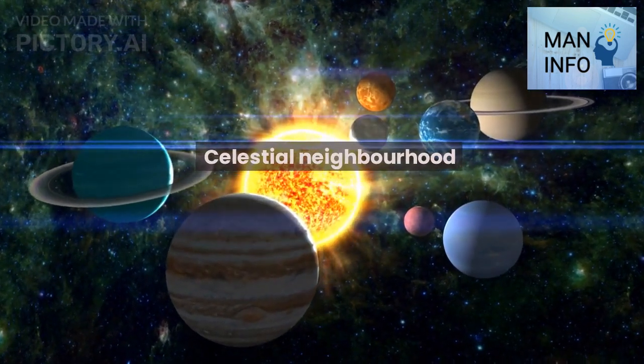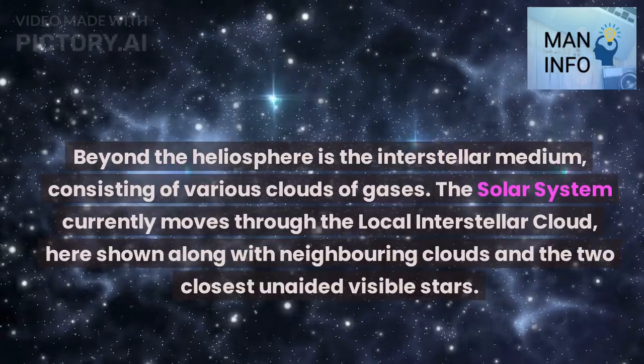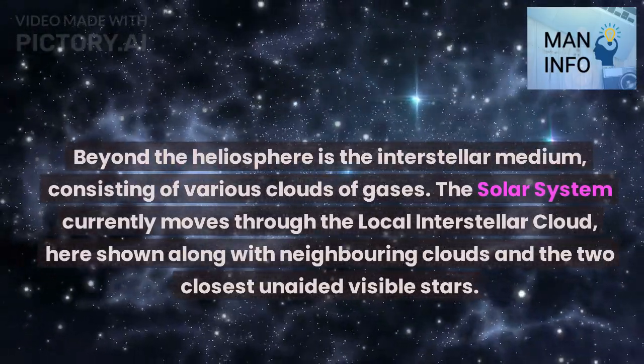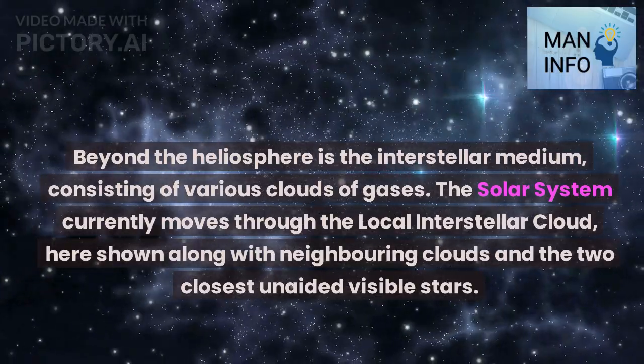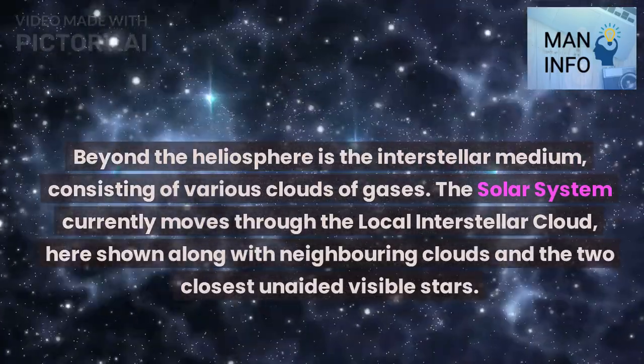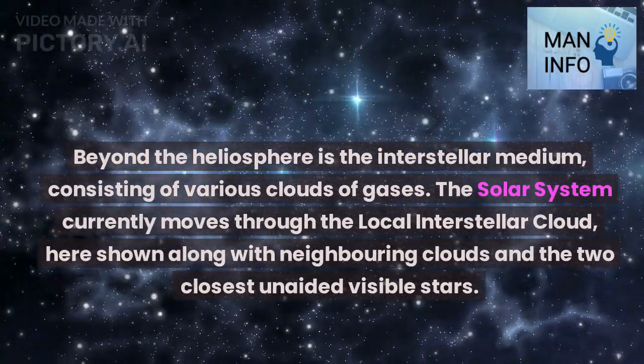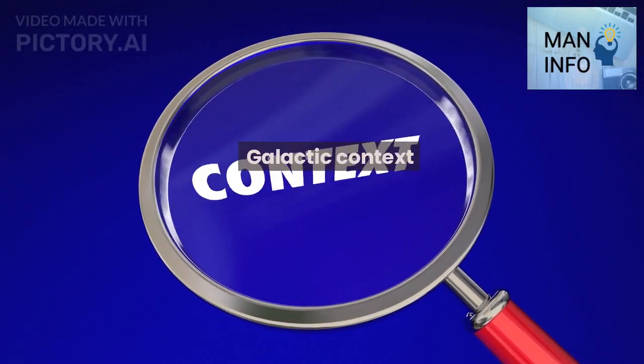Celestial neighborhood. Beyond the heliosphere is the interstellar medium, consisting of various clouds of gases. The Solar System currently moves through the local interstellar cloud, here shown along with neighboring clouds and the 2 closest unaided visible stars. Galactic context.